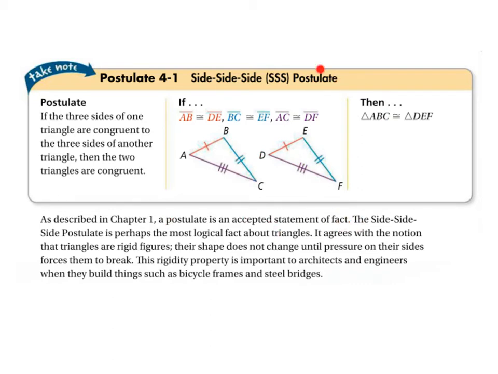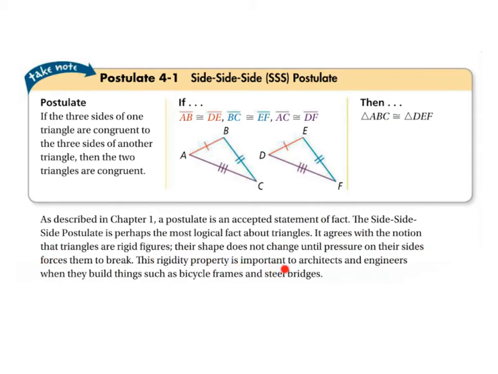Don't worry about the difference between a postulate and a theorem and all of that. But side, side, side postulate is perhaps the most logical fact. It agrees with the idea that triangles are rigid features. You should know this. Bridges and things are made of triangles because their shape does not change unless you put so much pressure on them that the triangle ends up breaking. It's not shaped like that anymore, okay?